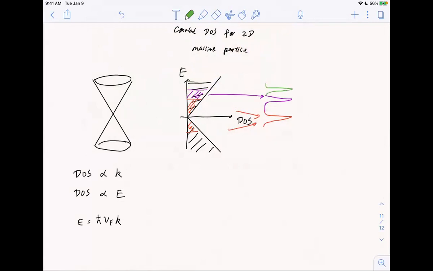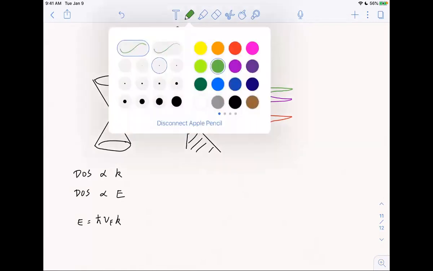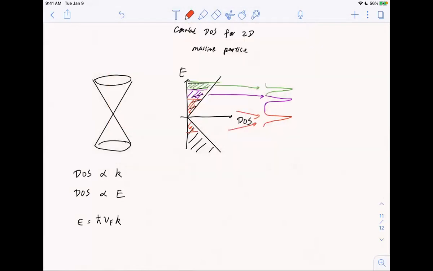Because now you have more and more states, right? So the spacing will certainly become smaller. If you have another one, let's say this one. My drawing is not very good, so I hope you get the idea.